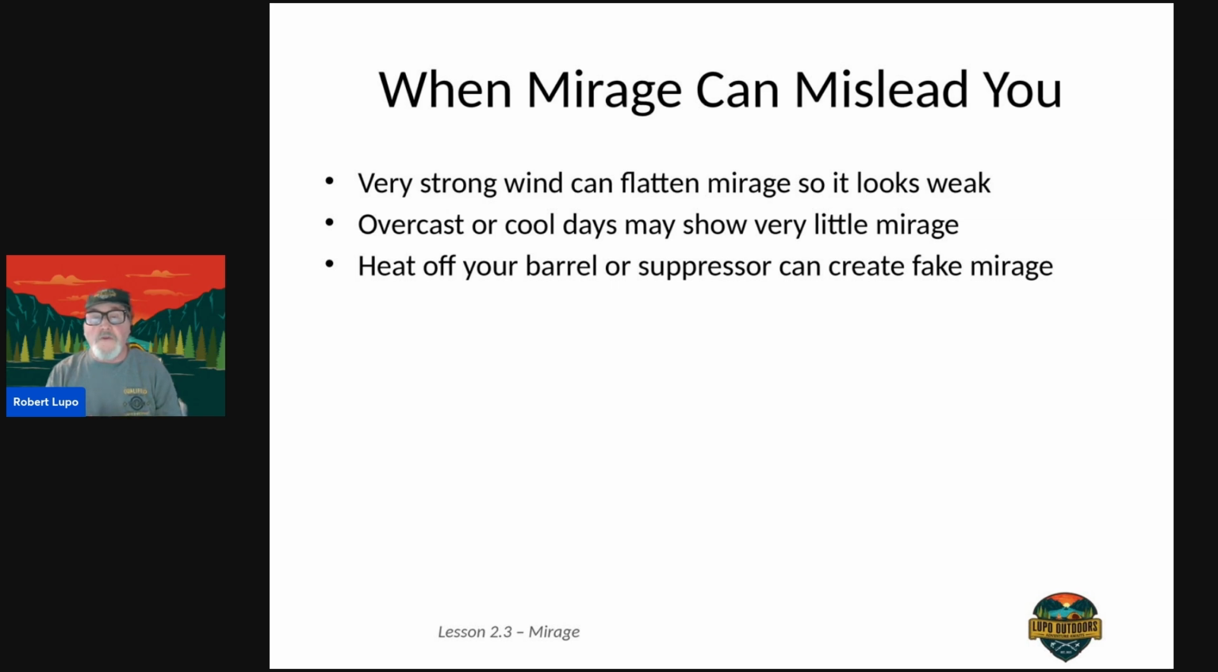Mirage is powerful, but it's not perfect. In very strong wind, mirage can get flattened and appear weak even though the wind is rippling. On cool or overcast days, there may simply not be much mirage at all. Watch out for mirage coming off the hot barrel or suppressor. If the shimmering is only right in front of your scope, move to a spotting scope off to the side or let the rifle cool so you can see the real air downrange.